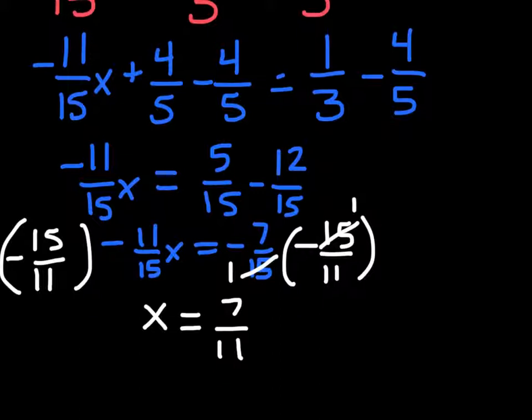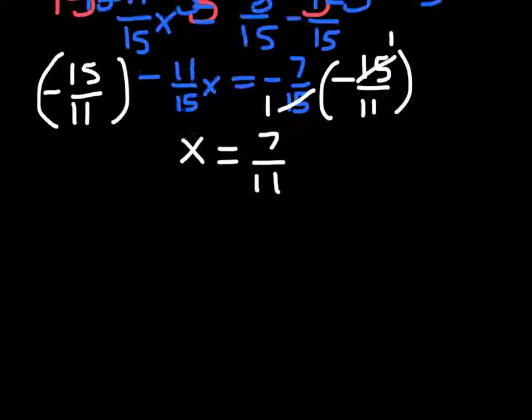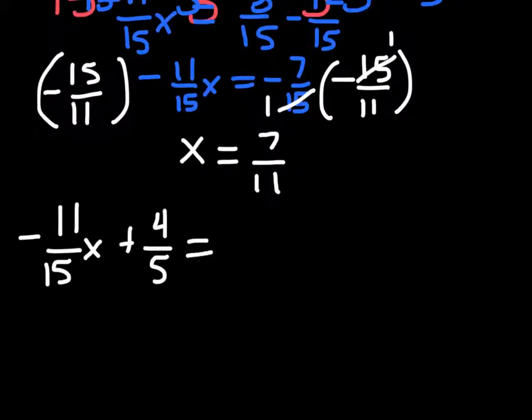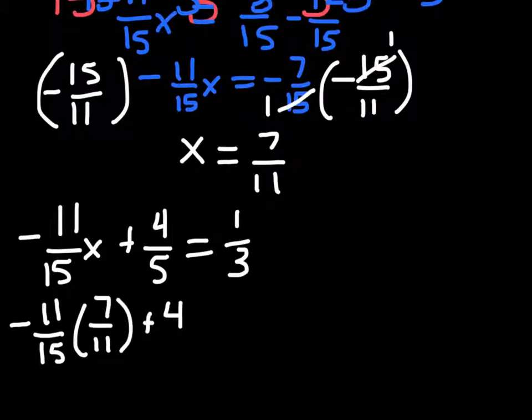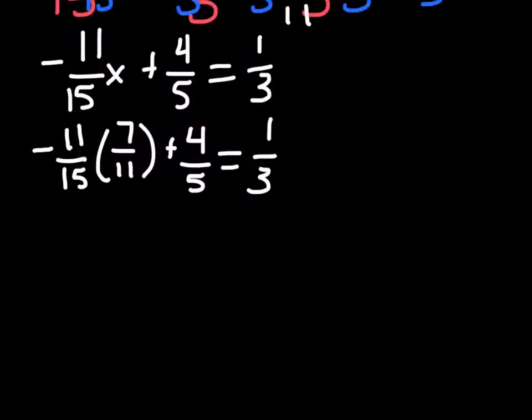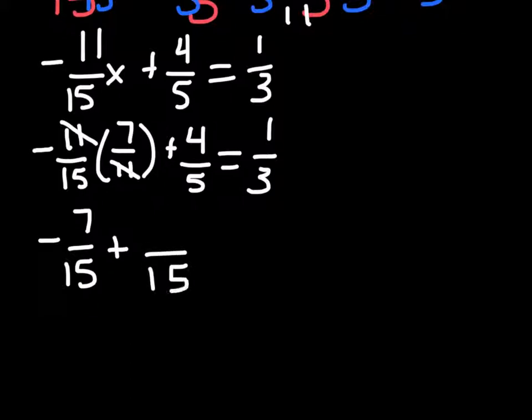Let's go back and substitute that in to make sure it's correct. Our original equation was -11/15 x plus 4/5 equals 1/3. So -11/15 times 7/11 plus 4/5 equals 1/3. Let's see, these will cancel out, giving us -7/15. Plus, I'm going to put this over 15 because I need to change my denominator to give us 12/15, equaling 1/3.